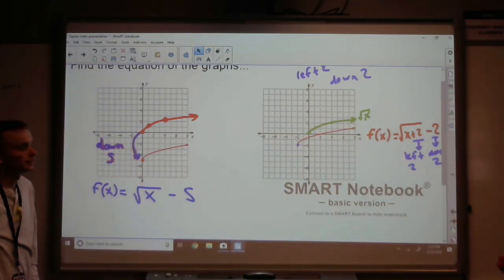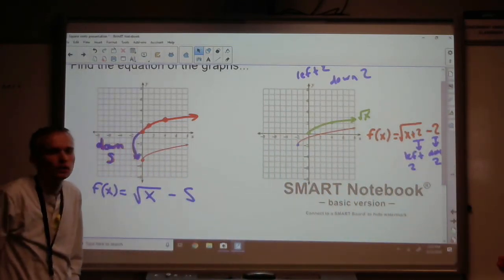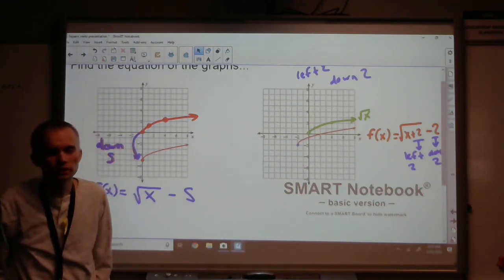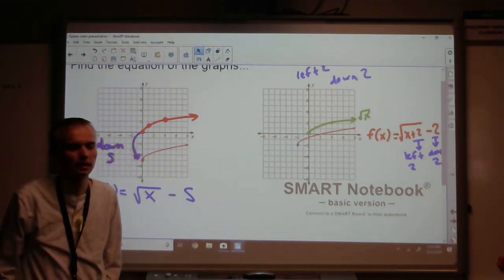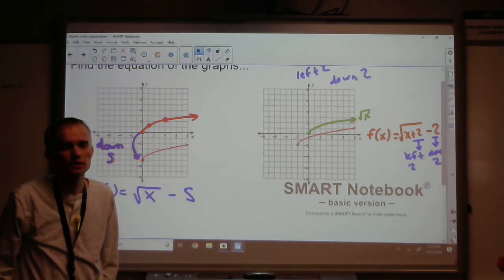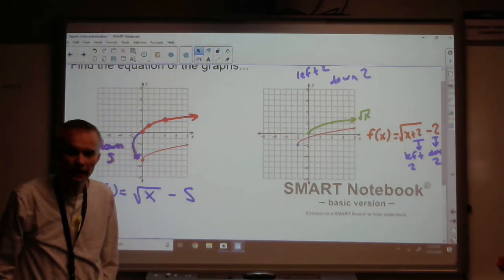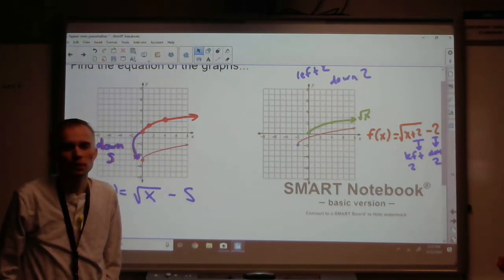So hopefully this is starting to make sense. You'll go ahead and do the homework for this lesson. That should give you some good practice. And then take the quiz about graphing square root functions.